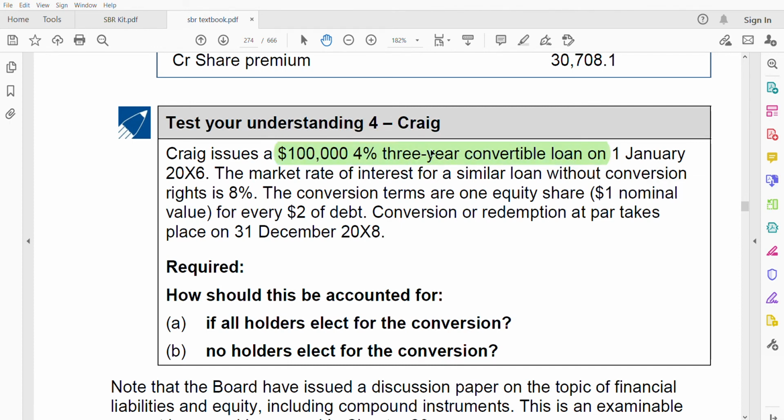So for 3 years you have to do 4% on 100,000. They will always give you the market rate: the market rate of a similar loan without conversion rights is 8%. The conversion terms are 1 equity share, with 1 as the nominal value, for every $2 of debt. That means you will have half of the debt. One for 2 means whatever debt you have, half of that will be your equity.